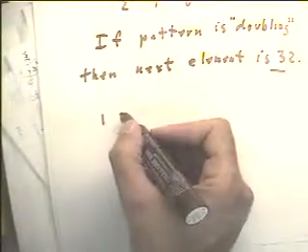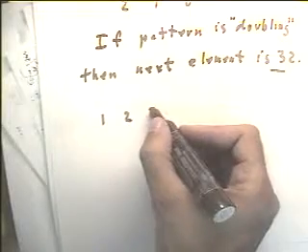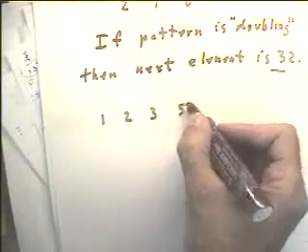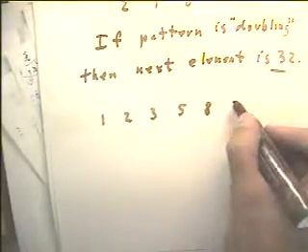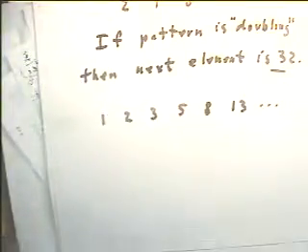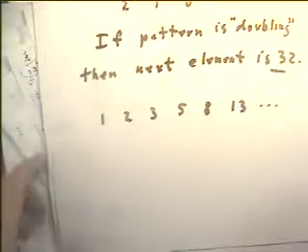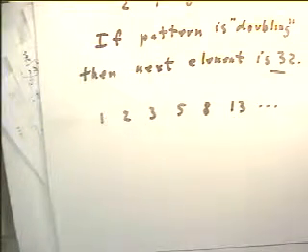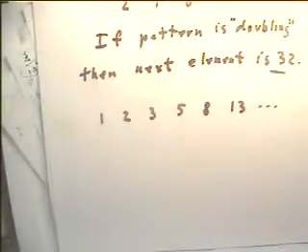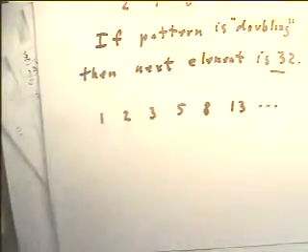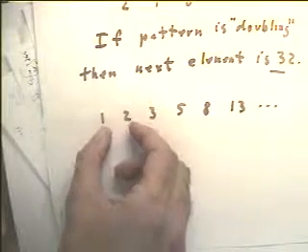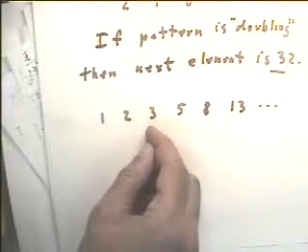Let's look at this sequence: 1, 2, 3, 5, 8, 13, and so on. See if you can find the pattern in this sequence. It's a little more subtle than the pattern in the previous sequence. Now the pattern that's established here, the probable pattern is, if we add 1 and 2, we get 3.